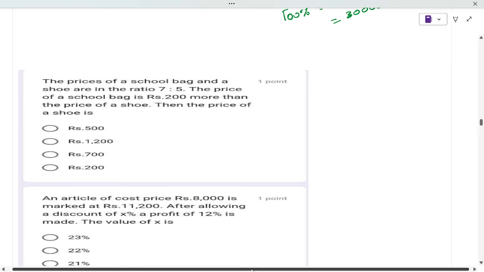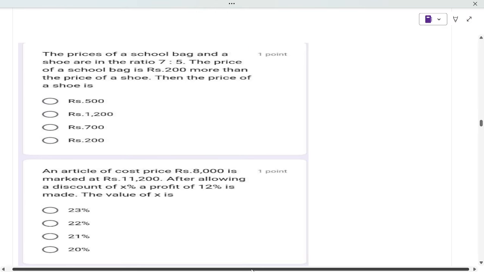Next one is from percentage. A price of a school bag and a shoe is 7:5. The price of the school bag is 200 more than the price of the shoe. So here, more means what?